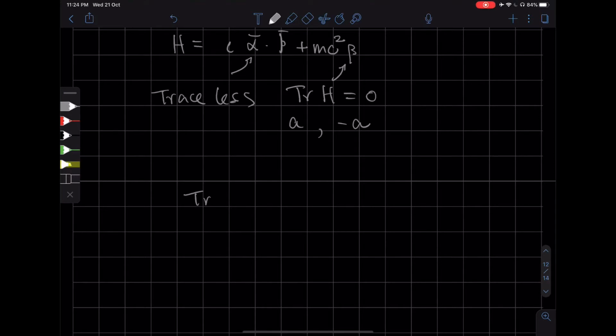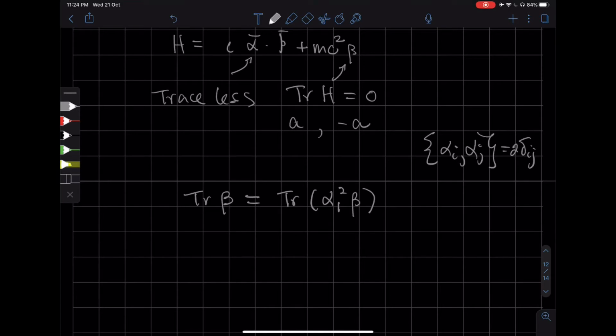So let's look at the tracelessness of β. The trace of β is equal to the trace of, say, α₁² β, where we've used the fact that the anti-commutator of α_i and α_j is 2δ_ij. So if I put i and j equal to 1, I get 2α₁² = 2, and therefore α₁² is 1. So we can insert α₁² here. And then we can use the fact that the trace is cyclic to write this as α₁ β α₁.